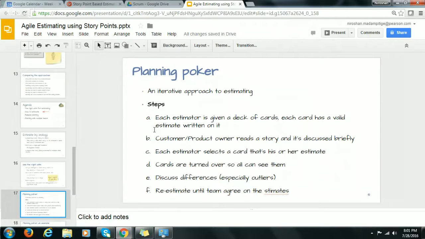The customer or product owner reads a story and it's discussed briefly. Each estimator selects a card that is his or her estimate. Cards are revealed so all can see them. Discuss differences, especially outliers. For example, if someone says 3 for a given task and someone says 20 for the same task, we invite these two outliers to justify their estimations.